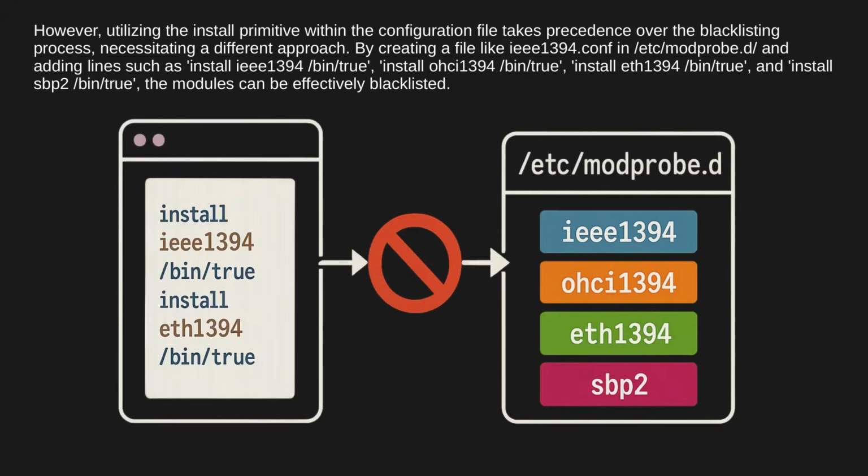However, utilizing the install primitive within the configuration file takes precedence over the blacklisting process, necessitating a different approach. By creating a file like ieee1394.conf in modprobe.d and adding lines such as install ieee1394 /bin/true, install ohci1394 /bin/true, install eth1394 /bin/true, and install sbp2 /bin/true, the modules can be effectively blacklisted.